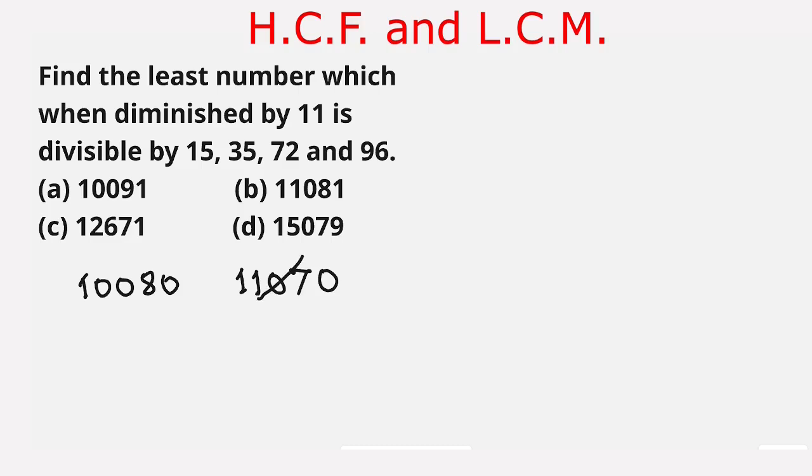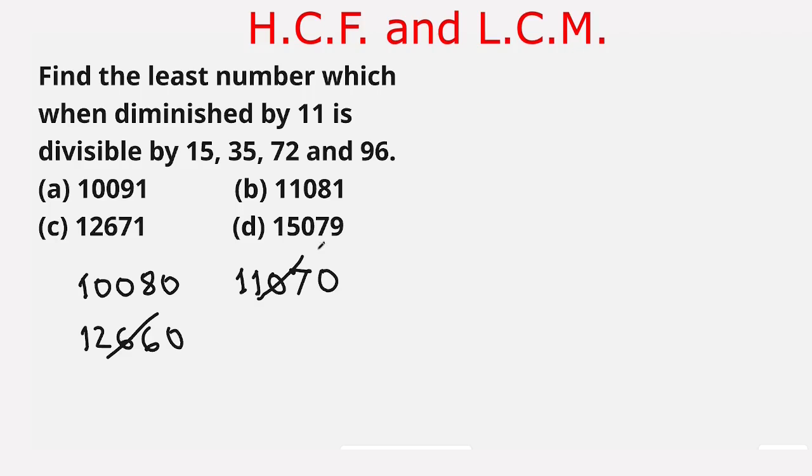Now we subtract 11 from option C and the number becomes 12660. This is ending with 0 and the 60 is divisible by 4. Now we have to check the sum of the digits. 1 plus 2 is 3. 3 plus 6 is 9. 9 plus 6 is 15 and 15 is not divisible by 9. So option C cannot be our answer.